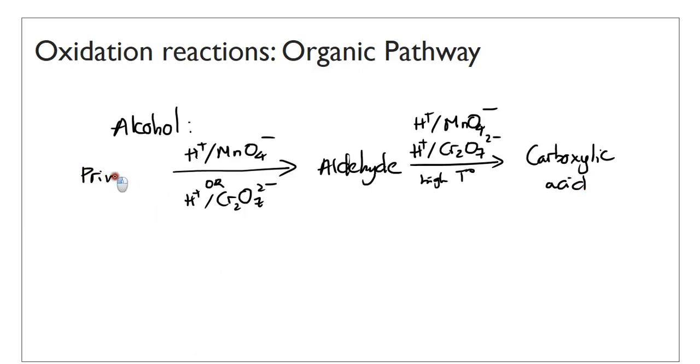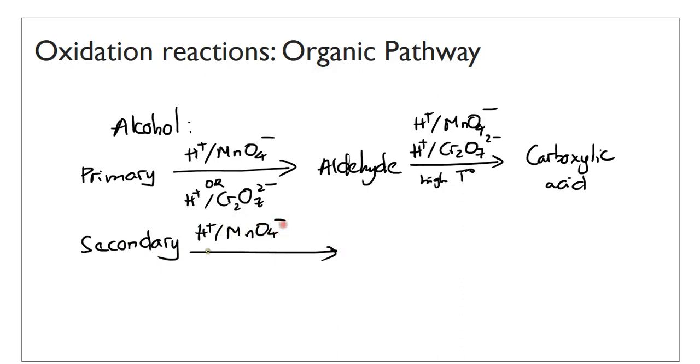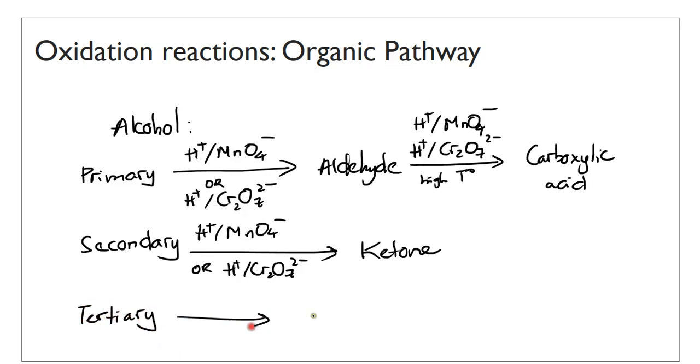This may confuse some of you. Secondary alcohol, on the other hand, can only undergo one oxidation to ketone. So H plus, MnO4 minus, or H plus Cr2O7 2 minus. So that's going to give you a ketone. And that's it. It cannot go to carboxylic acid. So if you want to make a carboxylic acid, you have to start with a primary alcohol. Tertiary alcohol can't do anything. Tertiary, no oxidation.